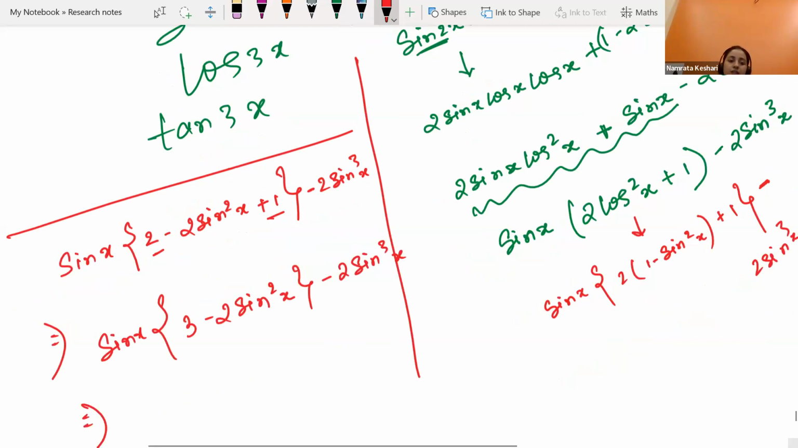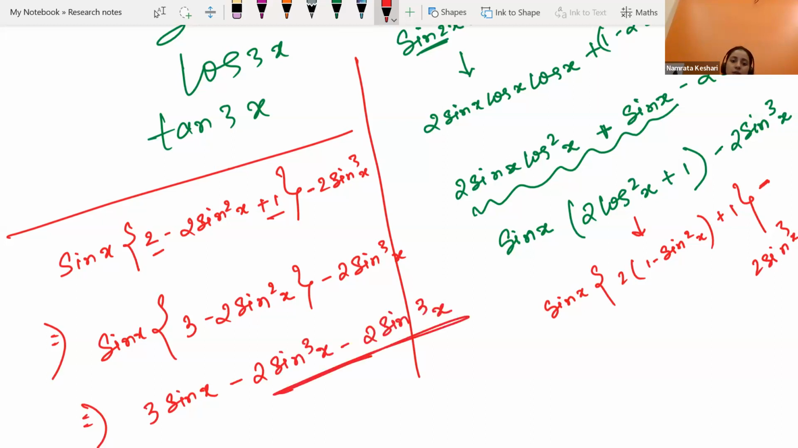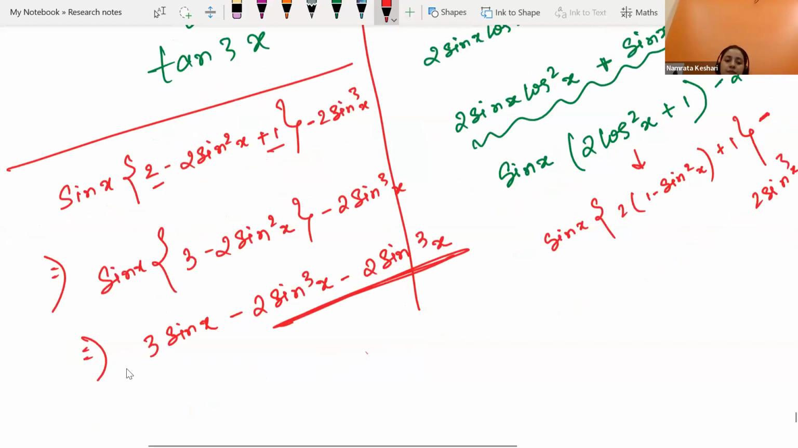3 sine x minus 2 sine cube x minus 2 sine cube x. Can we say these two combined together will be what? Minus 4 sine cube x. This is the formula. The sine 3x formula is 3 sine x minus 4 sine cube x. Okay, from here we got it.